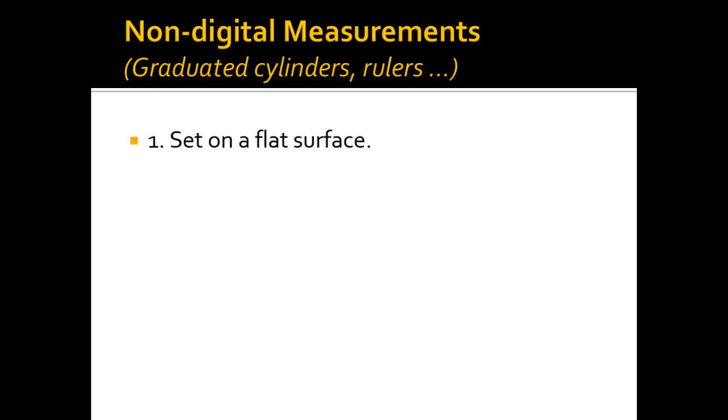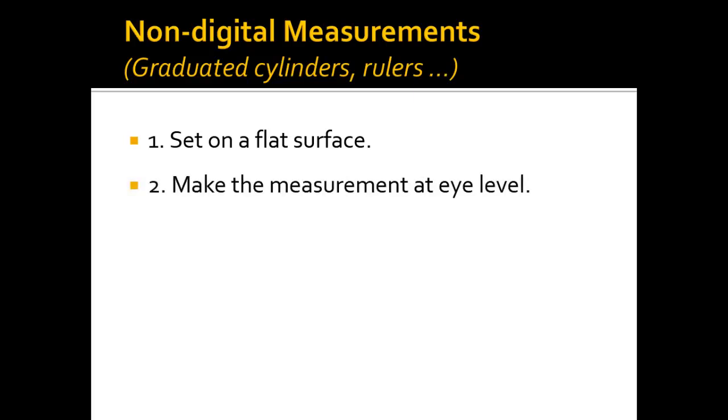1, you want to make sure that you set your object on a flat surface so that the meniscus, which is that little curve at the bottom of the liquid makes in the container, is level and even, and you're not getting thrown off because you're picking it up and holding it in your hand. Second, we want to make a measurement at eye level. So you want to get down so that your eye is at the same level horizontally with that meniscus.